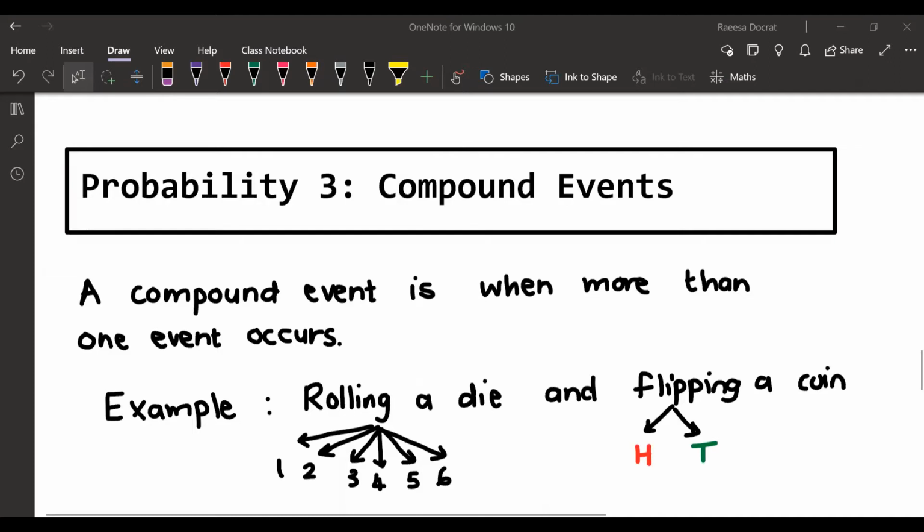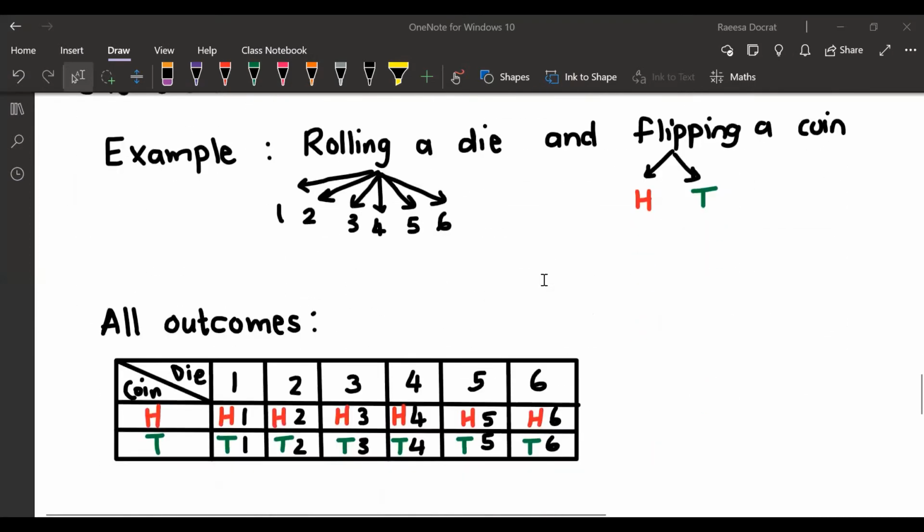Let's say you are rolling a die and flipping a coin. That is an example of a compound event because we have two events: you rolling the die, and the second one is you flipping a coin. So anything more than one, so 2, 3, 4, however many events, is a compound event. And we want to know all of the cases that would occur from a compound event. All outcomes. If you think about it, we can draw it in this table.